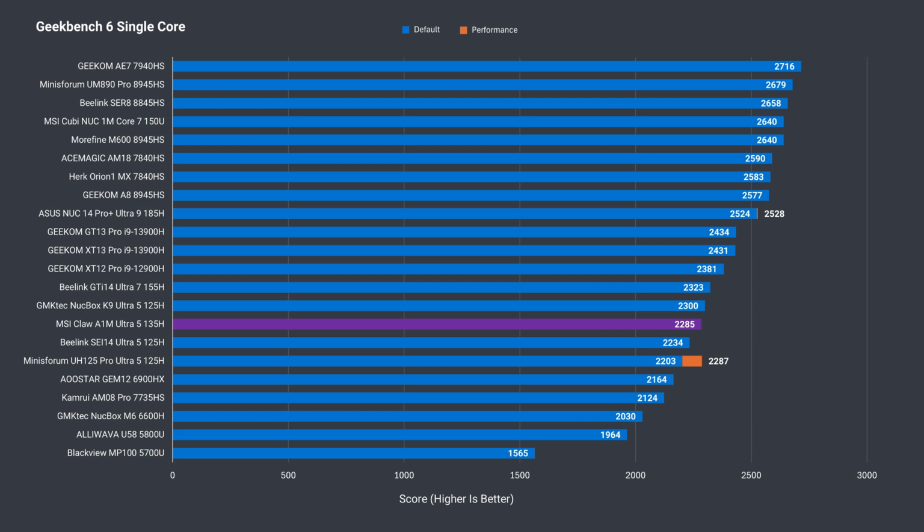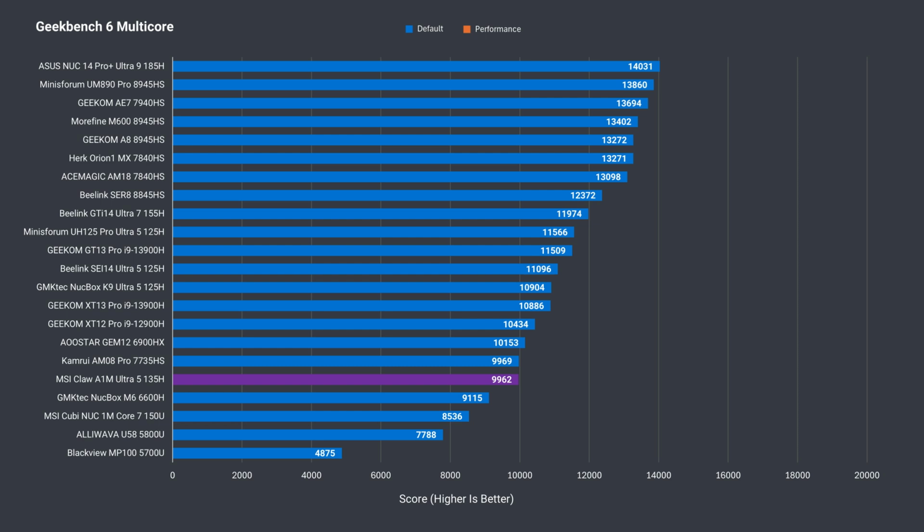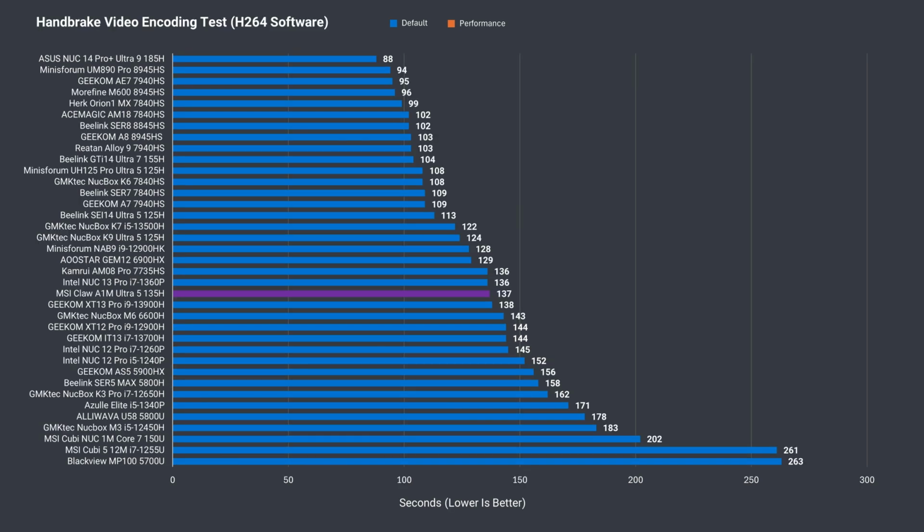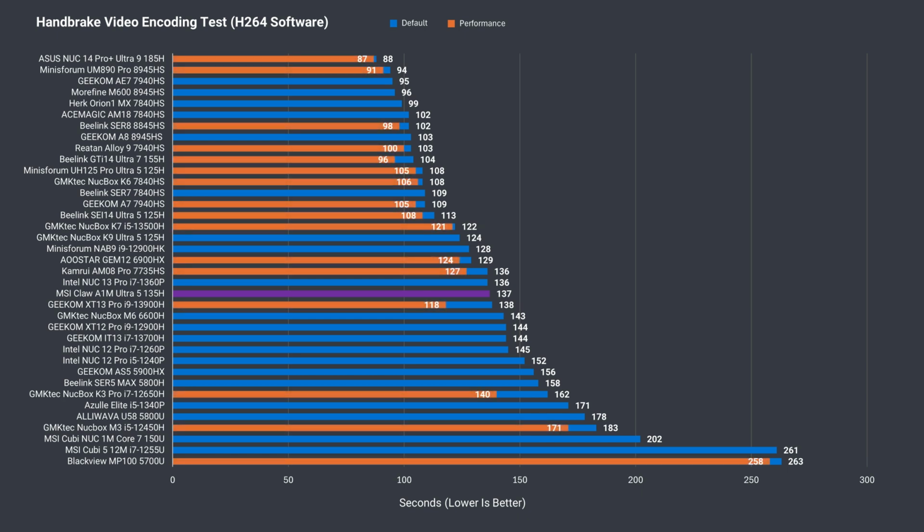Geekbench has a single core around the Core Ultra 5 mini PCs, and multi-core, again, a sharp drop, but still around 7735HS territory. Video encoding is an important metric if you want to use a Claw as a portable video editing workstation, and it does a pretty good job, again, around the Ryzen 7735HS. You can also see how far ahead it is of the current MSI QB, which is a business-focused mini PC.